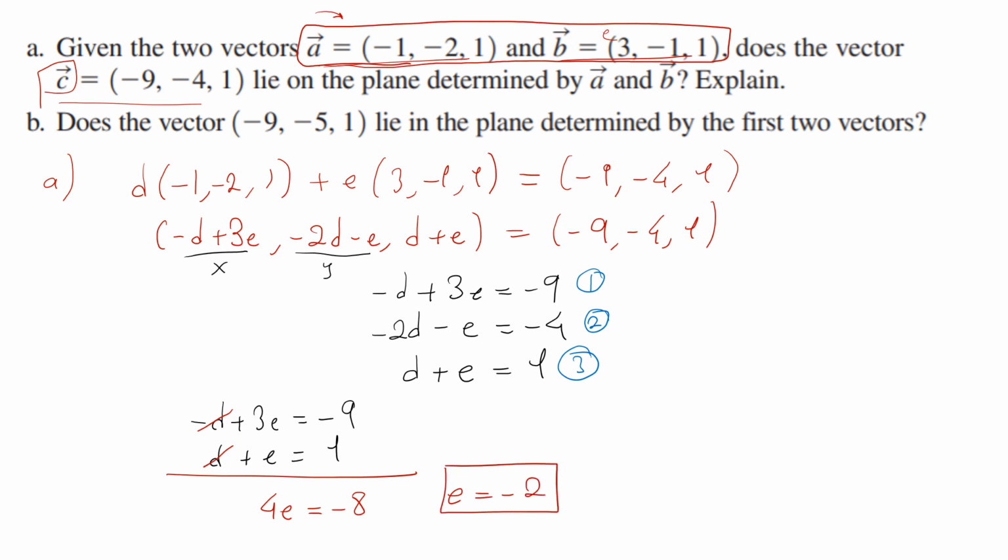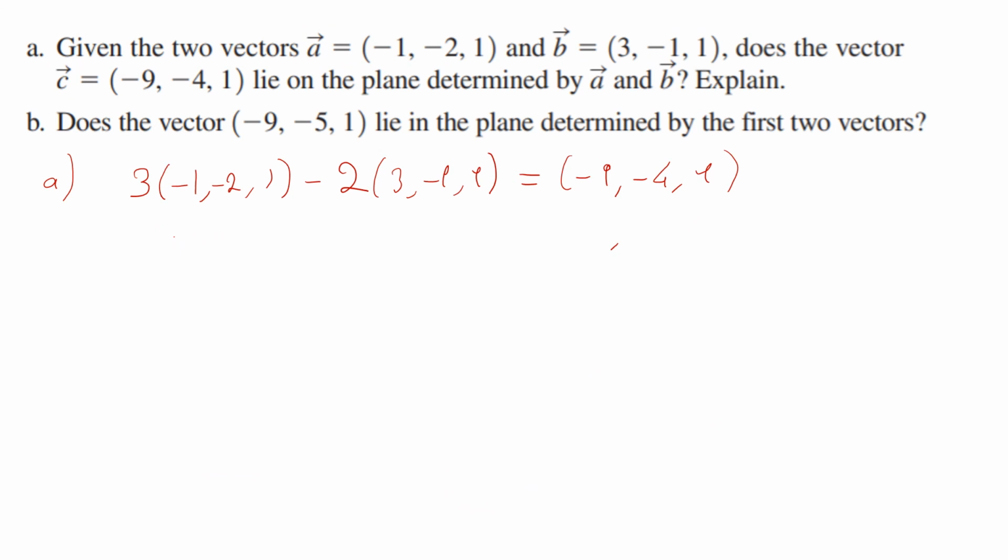Now that I have my e, all I need to do is plug it into my equation. The easiest way is, let's use equation 3 and plug it in to find the d value. So I'm going to have d minus 2 equaling 1. Therefore, my d value will equal 3. Now all I need to do is plug these values back into my linear combination. So instead of saying d, I'm going to say 3 over here, and instead of saying e, now this is going to be -2. So remove that plus sign as well. So for my question, I can say yes, it does lie on that plane.